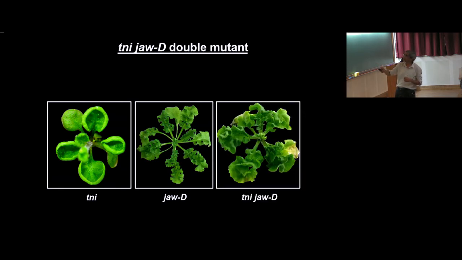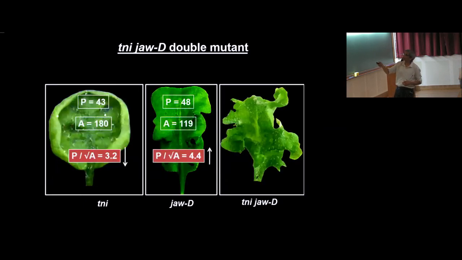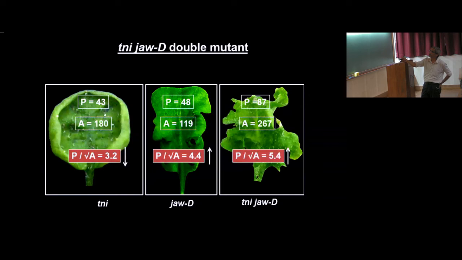So if you make a double mutant, this is what it looks like. The leaves are much bigger than either of the mutants. And if you do a similar study, that is, morphometry, and measure the perimeter, this is a single leaf of this double mutant. You measure the periphery and the center, and then take the ratio. It is much more than this one. So again, of course, it depends on the relative contribution of the gene which is functional in the center as opposed to the gene that is acting at the periphery.